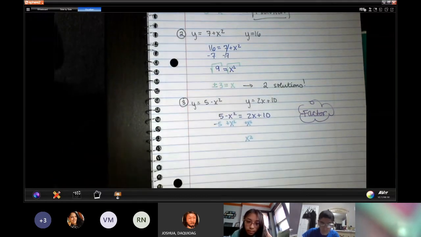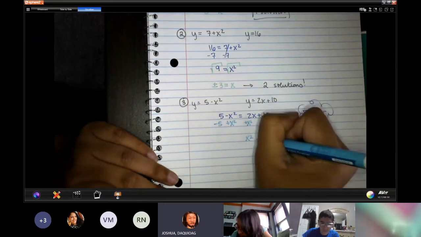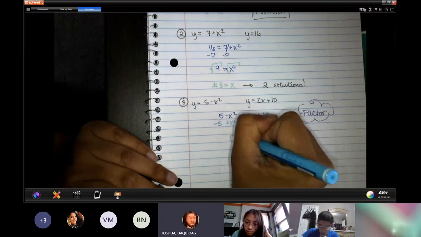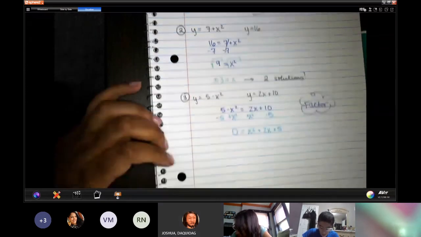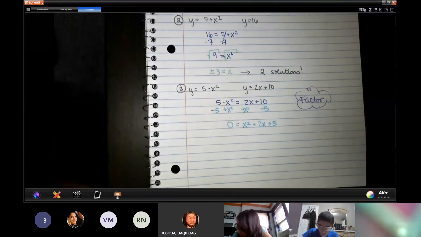Subtract it, right? All right. Does that make sense what I just did here? So I end up with this. Are we all still good? Okay, so from here, then what kind of factoring is this?